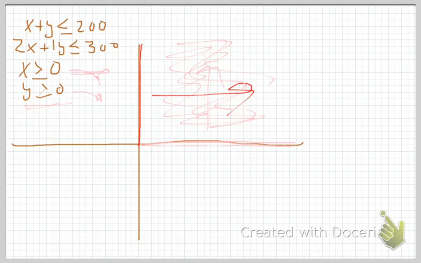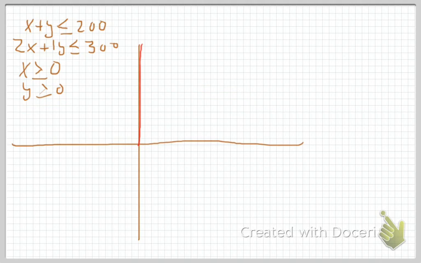So let me get rid of some of this stuff. So there's our shading. Let me go back to this. So here we go. There's our two inequalities so far.